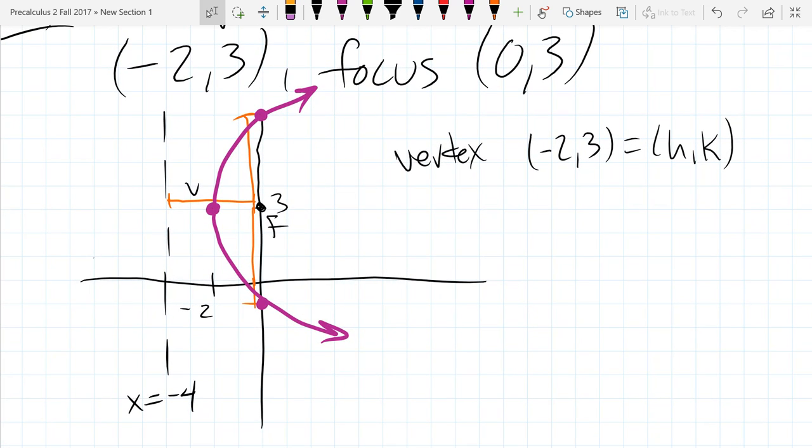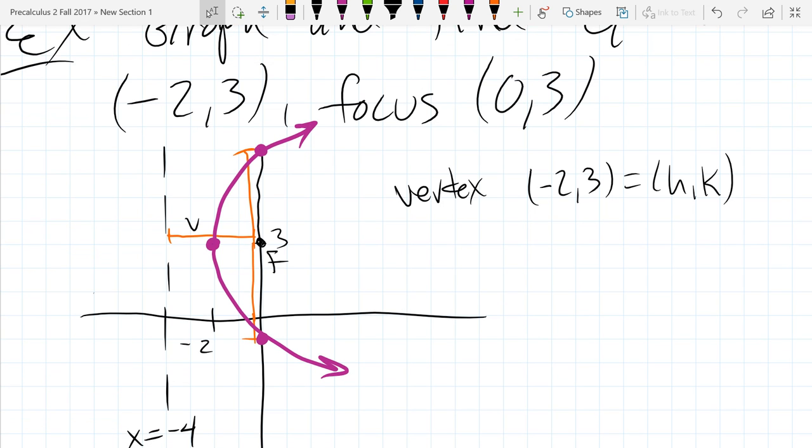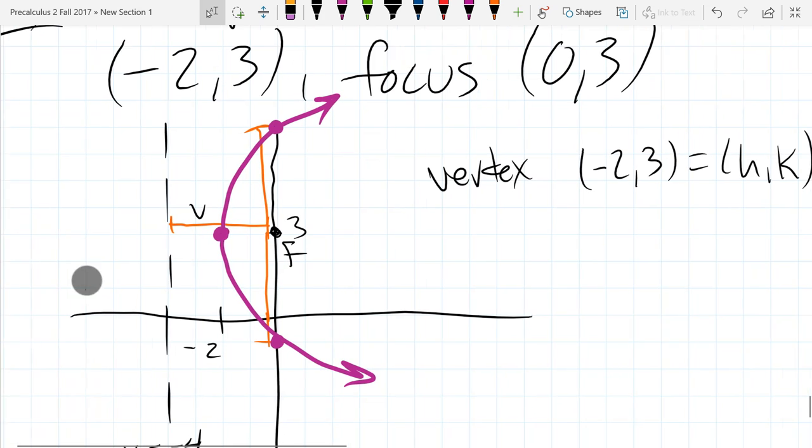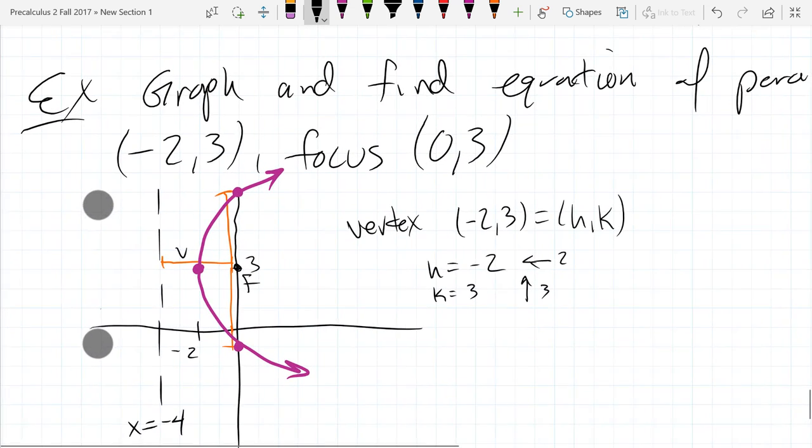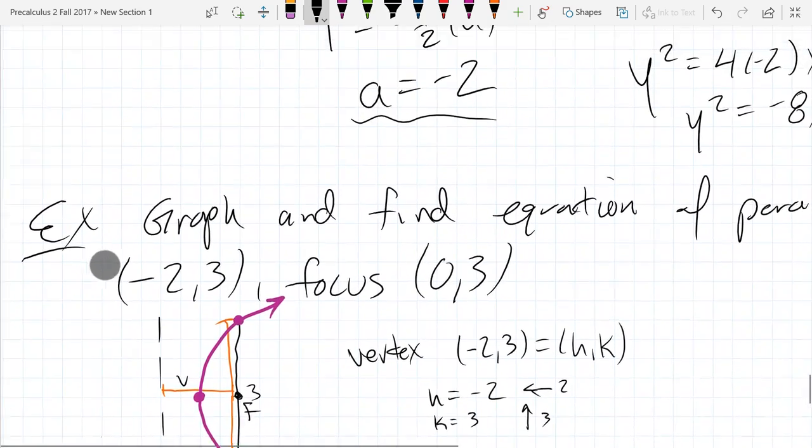All right, concentrate on the vertex. And normally that's at the origin. So the vertex tells you your shift. So we're shifting left 2 and up 3. So that's h and k right there. So h is negative 2. That's our left 2. You can even draw a little arrow, left 2. K is 3, and that's up 3.